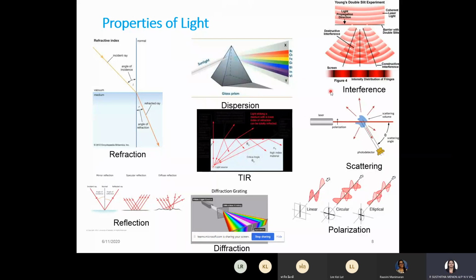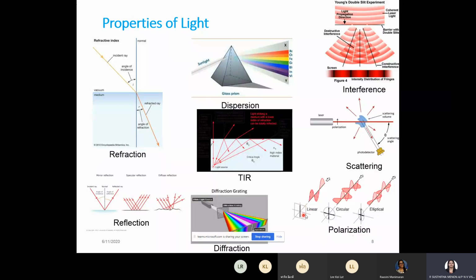The other property of light is scattering. If it meets a body of water or something which has no particular shape, it can be reflected or refracted in various directions. This scattering effect can happen in Raman scattering, if you want to know the molecular dimensions of a particular atom. And polarization: light can be polarized.